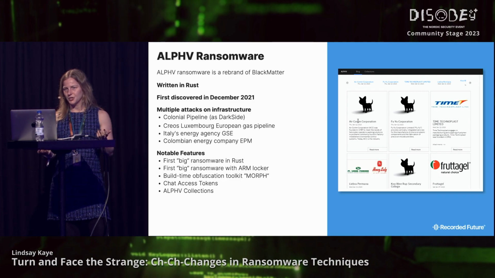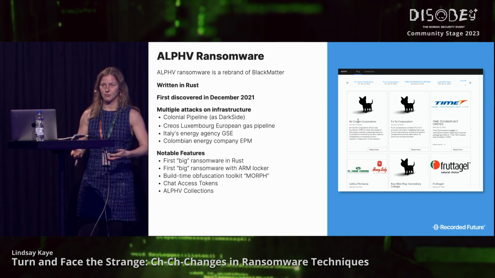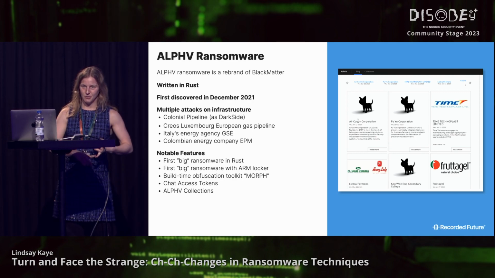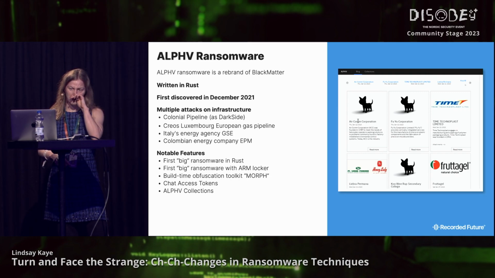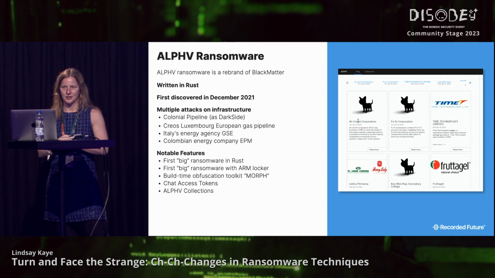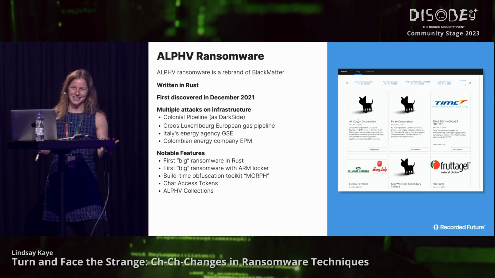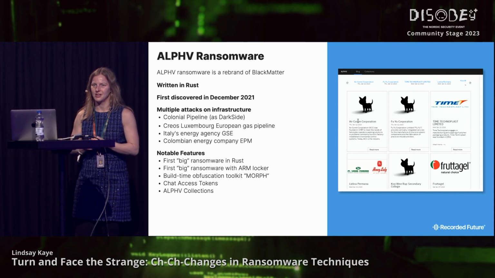Some of the notable features here: they were the first big ransomware written in Rust, first big ransomware with an ARM locker. They have an interesting build obfuscation toolkit called Morph, which I'll talk about. They use chat access tokens to mitigate the threat of chat hijacking. And then they have their searchable victim files index called Alpha Collections. So you can search by content, file name, different things like that. It makes it easier for them to share the results of their ransomware attacks with the community.